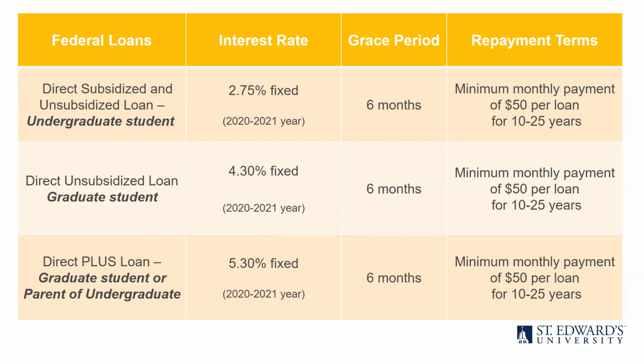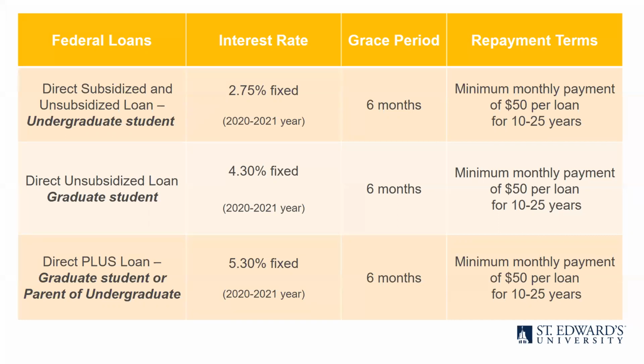There is a 6-month grace period. So that means between the time the student graduates or ceases enrollment, they have a 6-month period before the loan must be repaid. The repayment terms, it's a minimum monthly payment of $50 per loan for 10 to 25 years. So if you borrowed a subsidized loan every year for 4 years, you have 4 sub loans. So at the very least, you'll pay $50 per loan, but we'll get into repayments a little bit. I'm not going to get too deep into that. And that is the same for the undergraduate's sub and unsub loans.